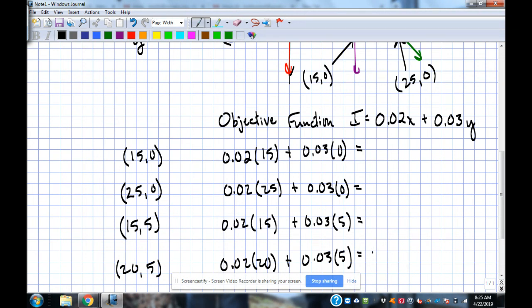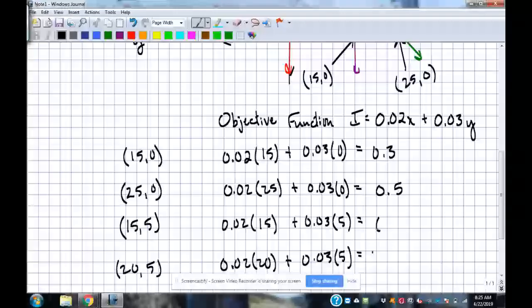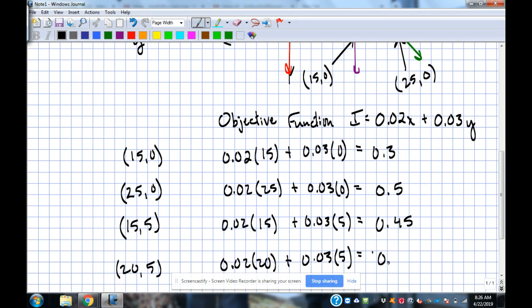All right, so 15, 0, when I plug that in, I get what? 0.3. And when I plug in the 25, 0, 0.5, and 15, 5, it would be 0.3 plus 0.15, which would be 0.45. Is that right? Okay. And then 20 times 0.02 is 0.4, and then plus 0.15 would be 0.55. So which one is the maximum and which one's the minimum? Yeah, so 0.3 is your minimum. And there's your maximum.